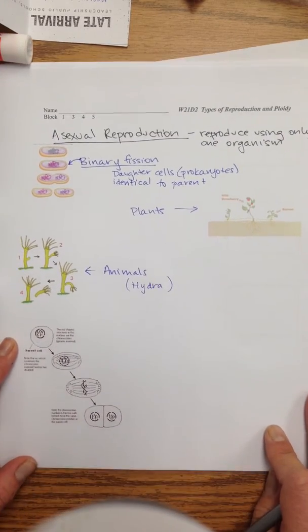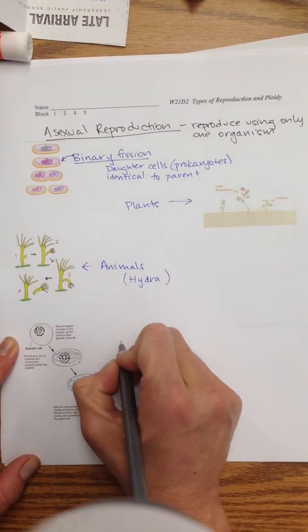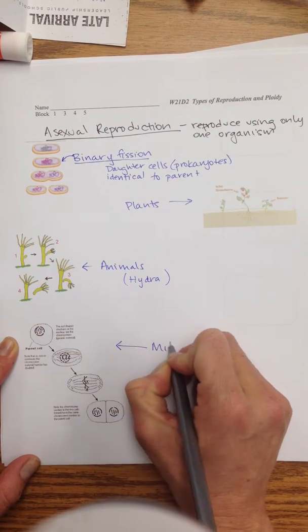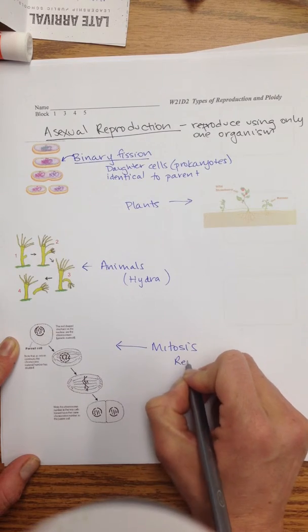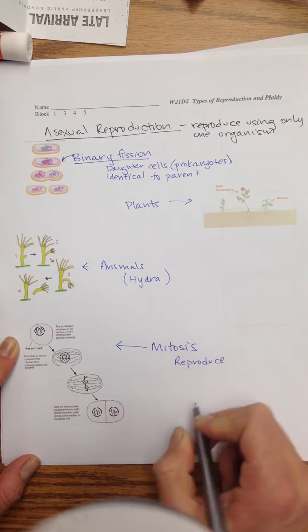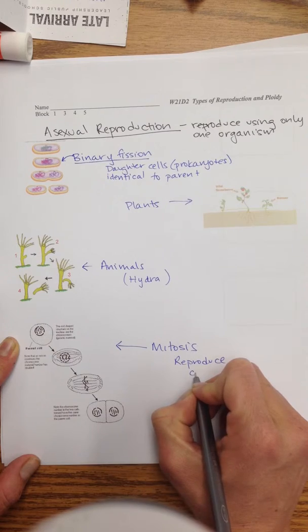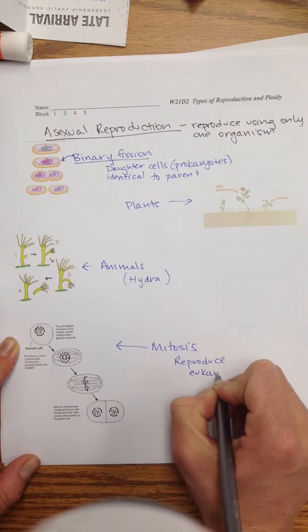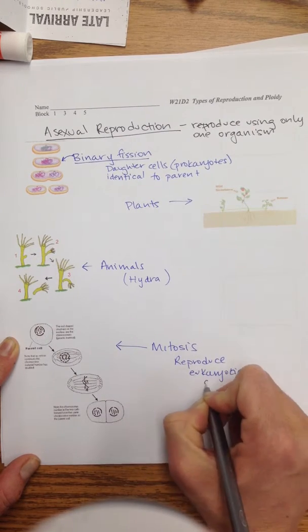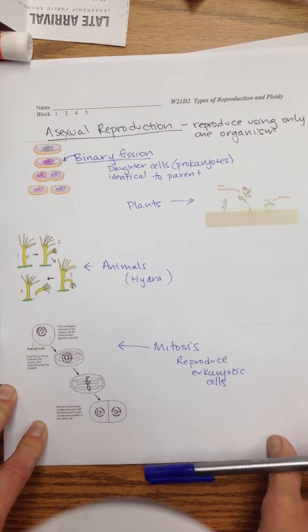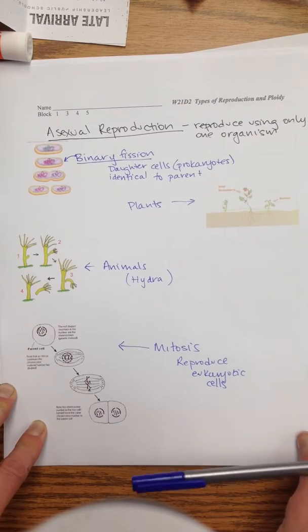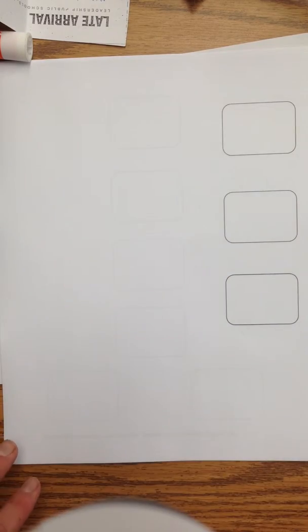And then lastly is this one that we've seen a few times, mitosis. So it's how you can reproduce eukaryotic cells. In our body, it's how we reproduce most of our cells. So we're going to turn the page. For me, it's just lifting up the page. I'm going to draw you a picture.